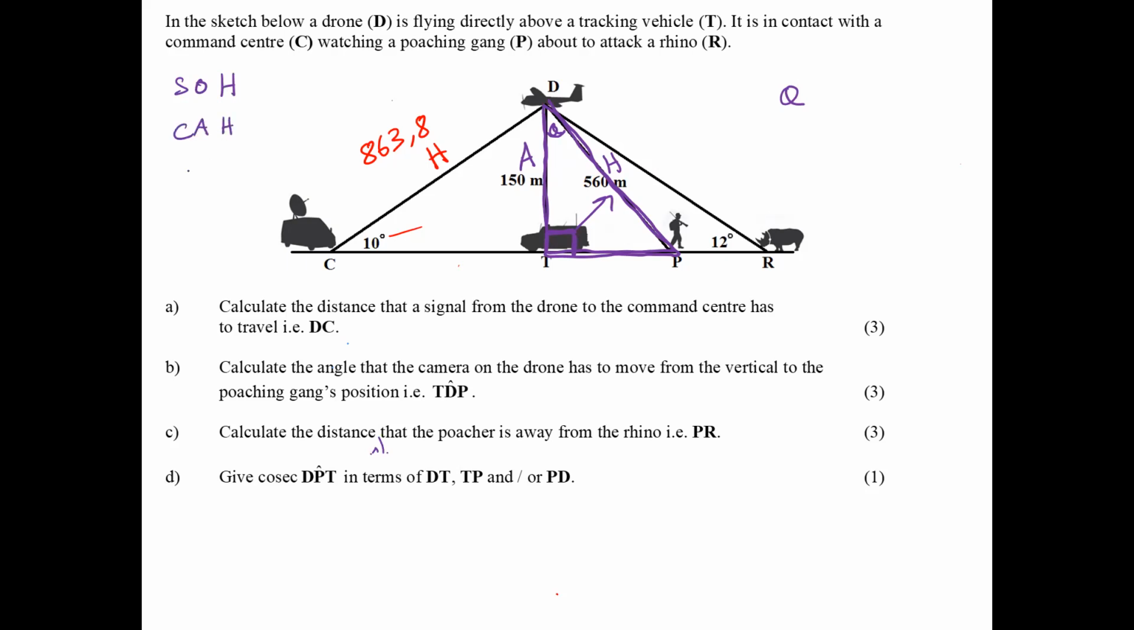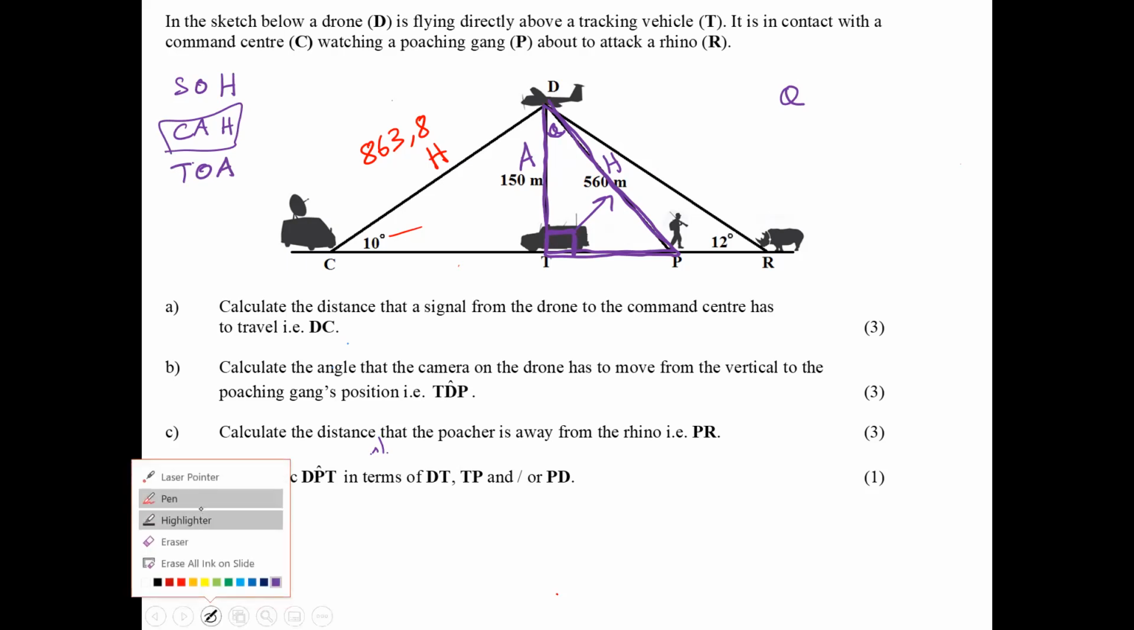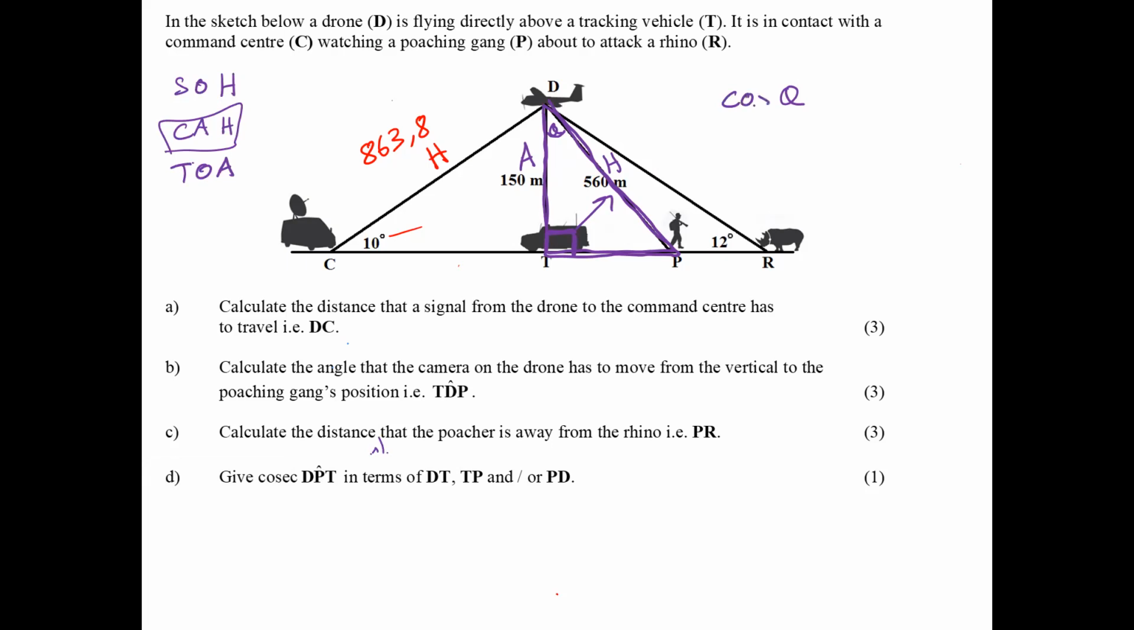Someone to help me out there? Which ratio will I use? Cos, sir. Cos. Well done. Cos is equal to adjacent over hypotenuse. So using that, we're going to say cos theta is equal to, and everyone said adjacent over hypotenuse. If we look at the diagram, the adjacent is 150 over hypotenuse 560.